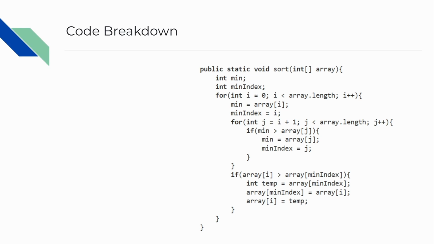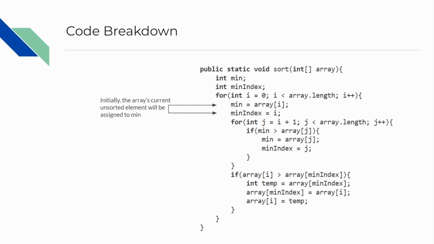First, we initialize two variables, minimum and minimum index. Minimum is going to keep track of the smallest element, and minimum index is going to keep track of the index of the smallest element.